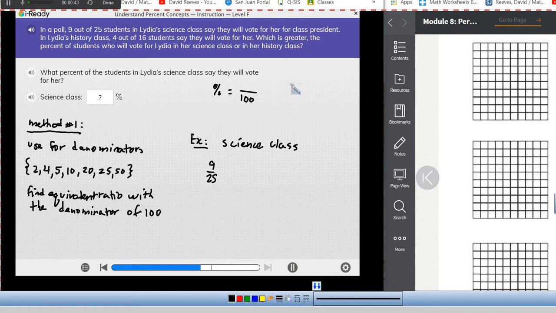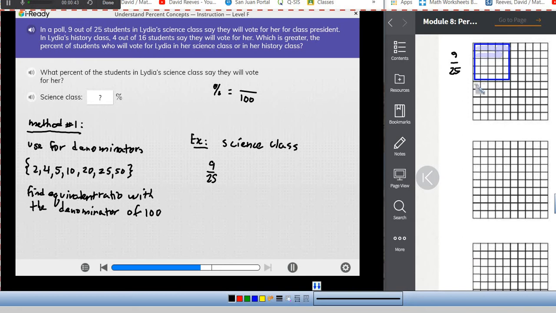9 out of 25. I want to just remind you on the grid what this would look like. Remember, we have a 10 by 10 grid, which makes 100. Here we have 25 as our denominator. Well, 25 would be 5 times 5, right? So I go over 5 and I go down 5. And there is my square. I'm off a little bit. Sorry about that. And we want 9 of those. So there's 5, and there is 4, and we get 9 out of 25.